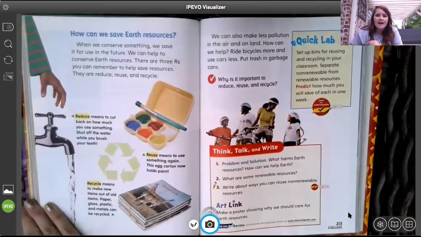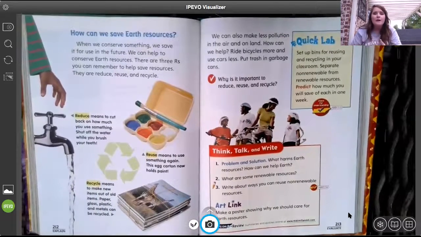How can we save Earth's resources? So now that we know how important they are, what can we do? What is our job as humans, as good people, to make sure that our beautiful Earth stays beautiful? What can we do? Okay, when we conserve something, we save it for use in the future. We can help to conserve Earth's resources.